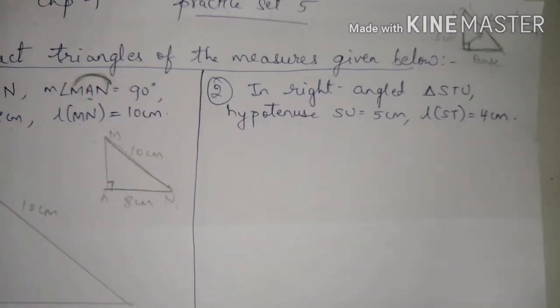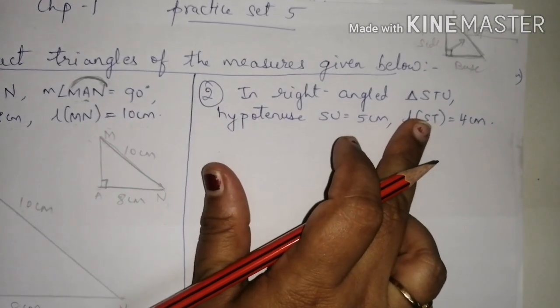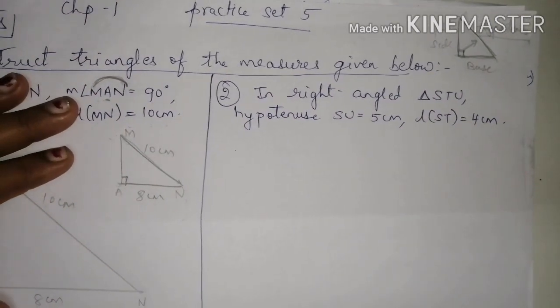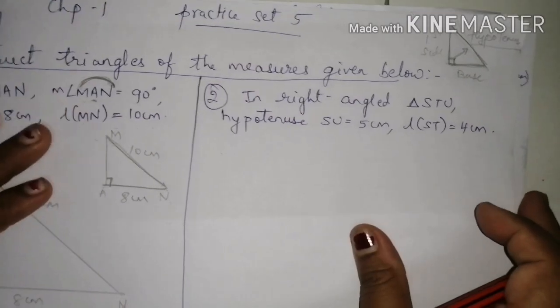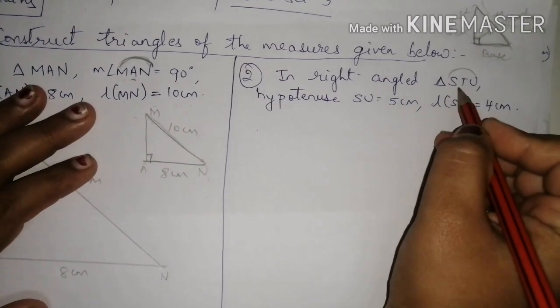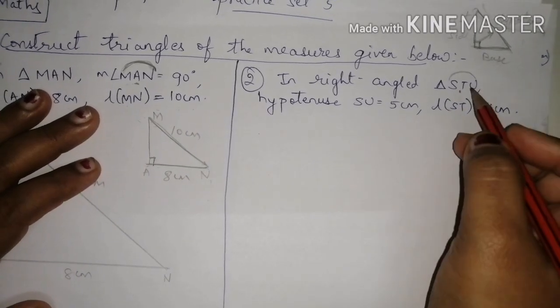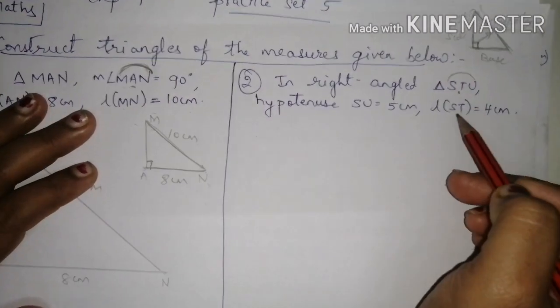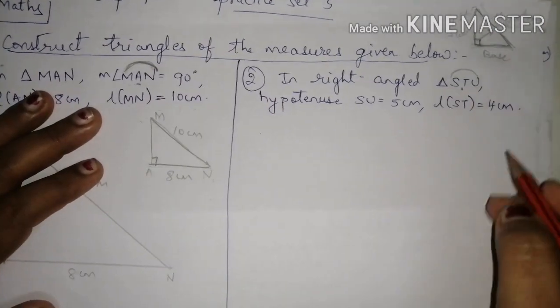Now let's move to the second one. In right angle triangle STU, hypotenuse SU is 5 centimeter, and ST is 4 centimeter. See children, if SU is the hypotenuse, then angle T is 90 degrees. I already told you all. So SU is the hypotenuse, it will be this side. Then ST you have to take as a base.